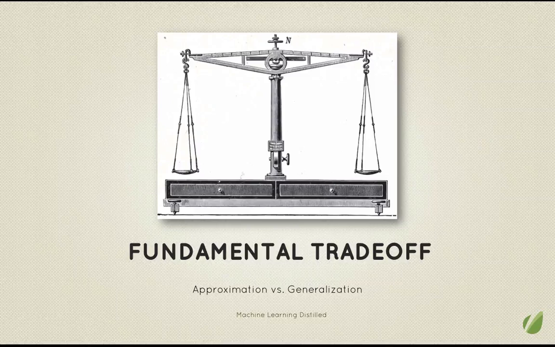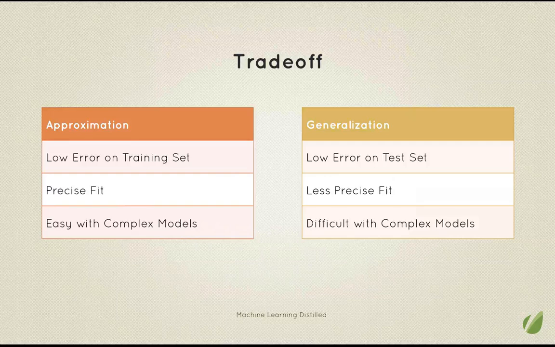Generalization means that the model is able to generalize and make predictions on new data that's not in the training set. And as we'll see, there is this very real trade-off between how well a set of training data can be approximated and how well a model generalizes to new data. The trade-off looks like this.